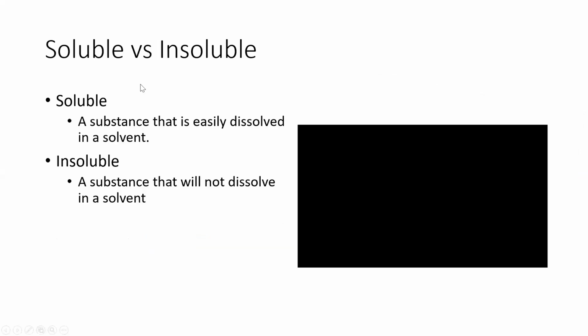All right, so now let's talk soluble versus insoluble. Soluble is a substance that is easily dissolved in a solvent. So with something like sodium chloride, when you add a spoonful of salt into water, it all dissolves, so it is soluble. Something that does not dissolve in a solvent is called insoluble.